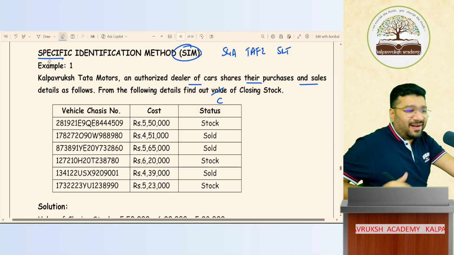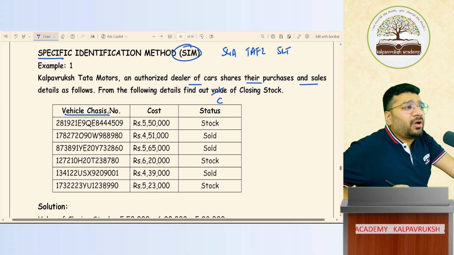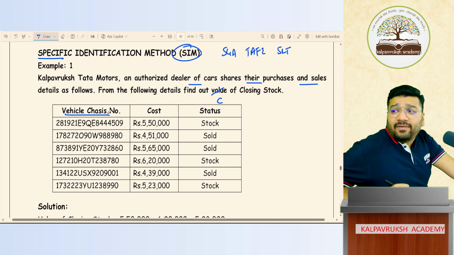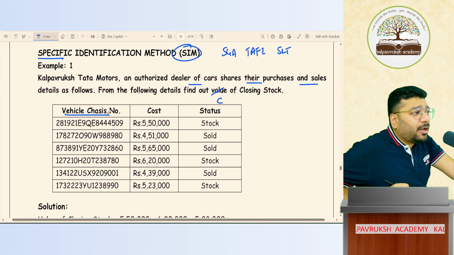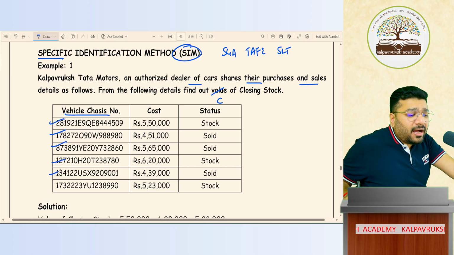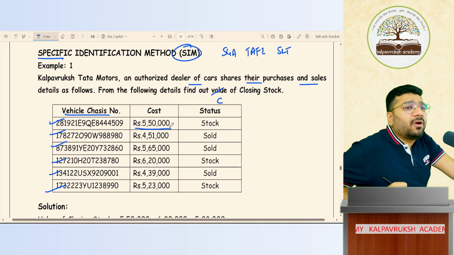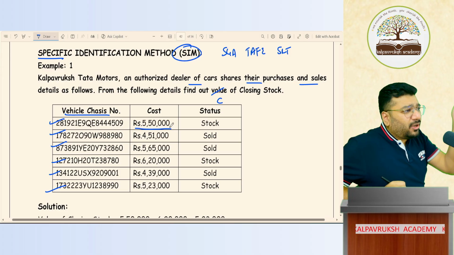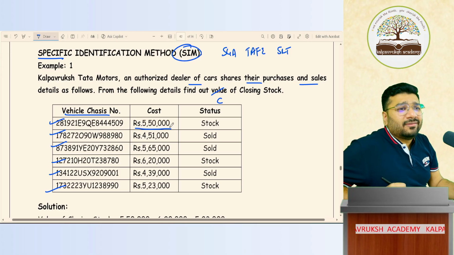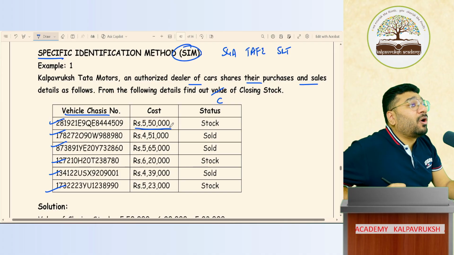Very good. Smart people. Now, vehicle chassis number is given because it is its unique identification number. If we want to identify a car separately, that can be done only on the basis of chassis number because it is a unique number allocated for each and every car. So for the first chassis number, the cost is 5,50,000. Got it? If you take Tata Sierra, there is not one car, boss. There are 50 cars of that, and all 50 cars are the same white color. How do I know which car is costing what?